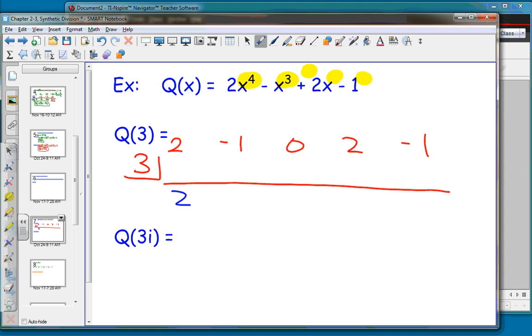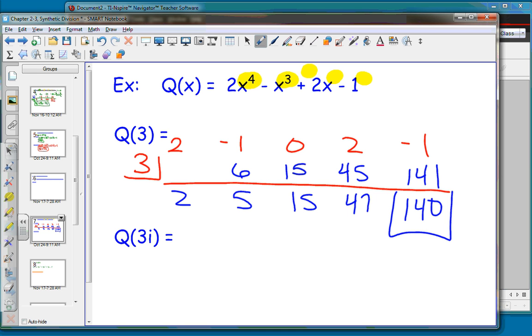Drop down the 2. And what do I do on the diagonal? It'd be a 6. And vertical? Add, 5, and then 15. 15 times 3 is 45, plus 2 is 47. And 47 times 3 is going to be 141, plus -1 gives you 140.